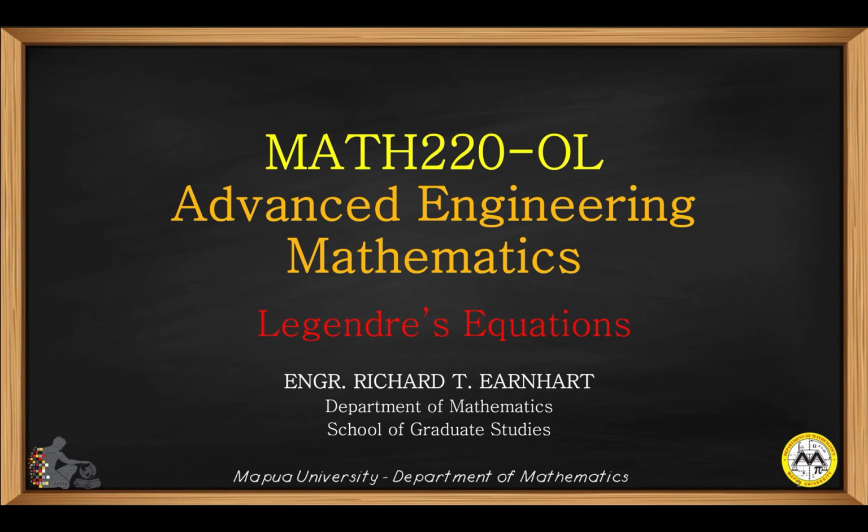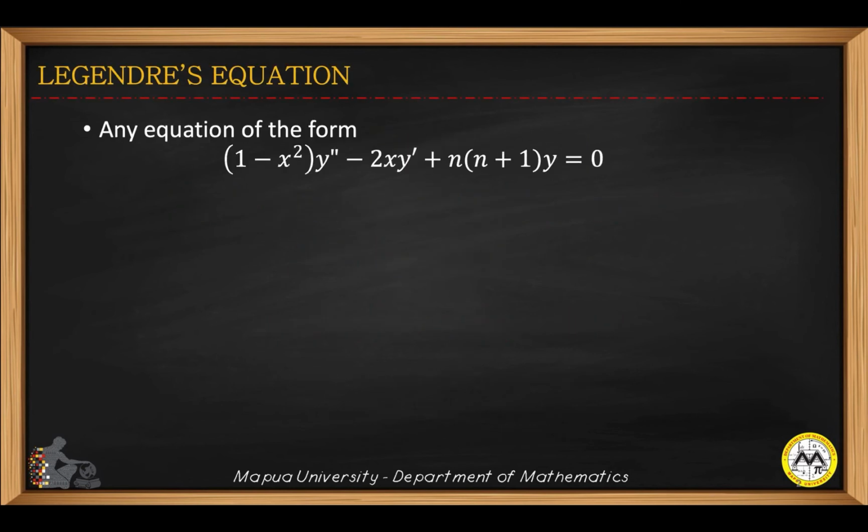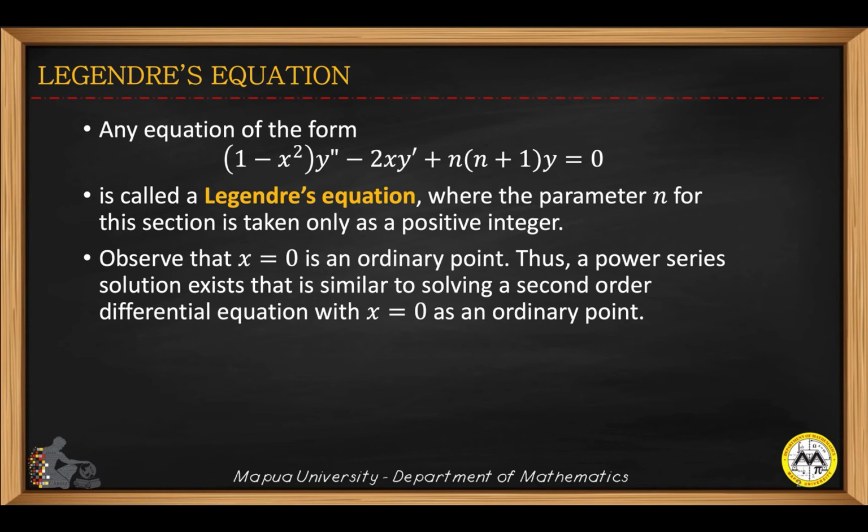So we're going to talk about solutions to Legendre's equations. Any equation of the form (1 minus x squared) y double prime minus x y prime plus n times (n plus 1) multiplied by y is equal to 0 is called a Legendre's equation, where the parameter n for this section is taken only as a positive integer.